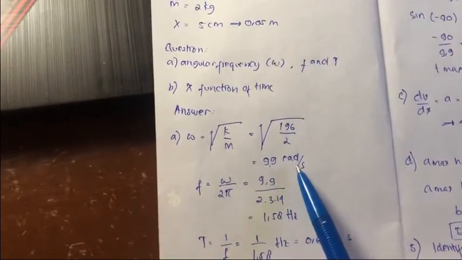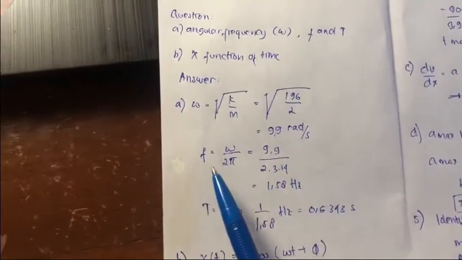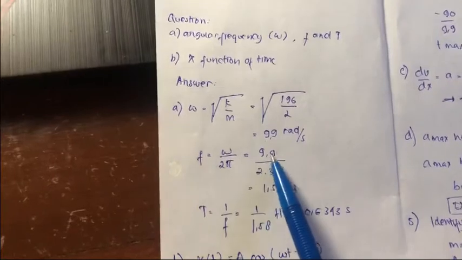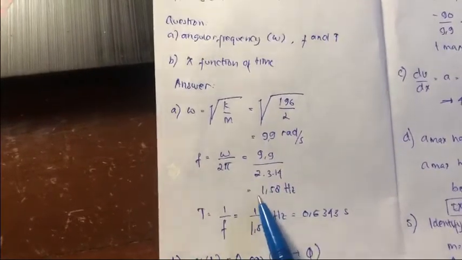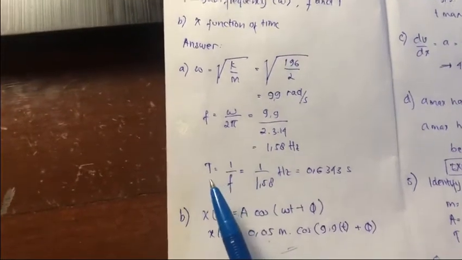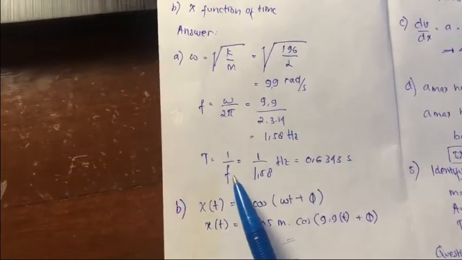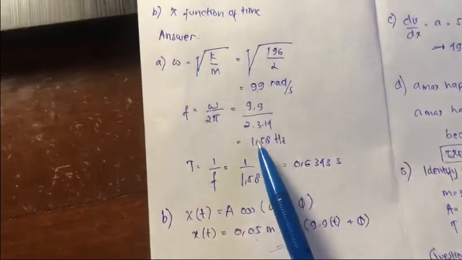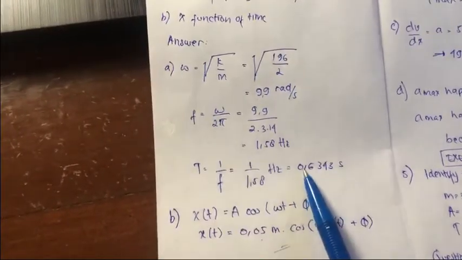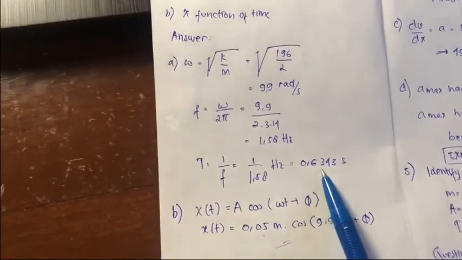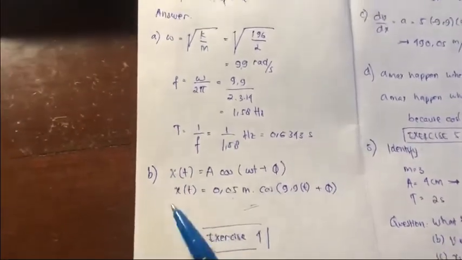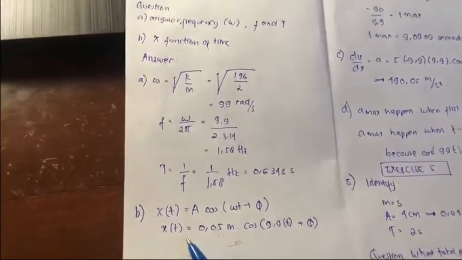9.9 radian per second, and the frequency is the angular frequency divided by 2π, and we got this one. So the frequency is 1.58 hertz, and the period is 1 divided by frequency. So this one, and the period is 0.6343 second, and the equation is x as a function of time.